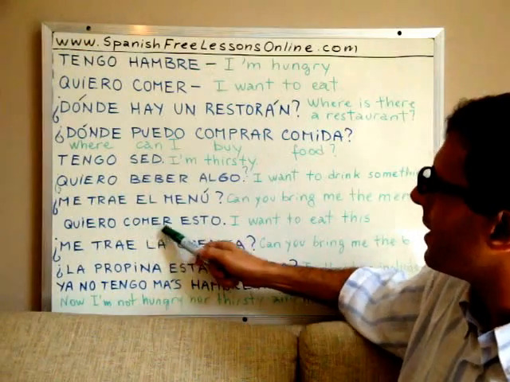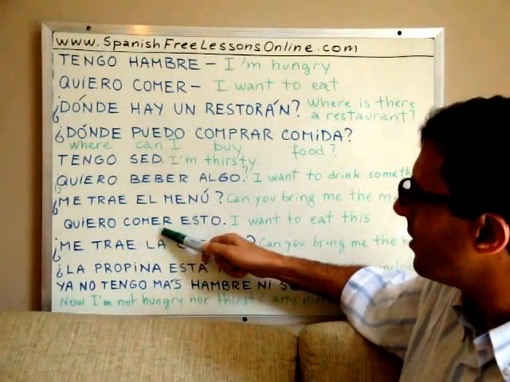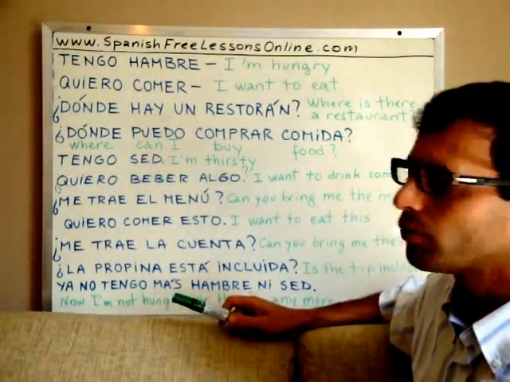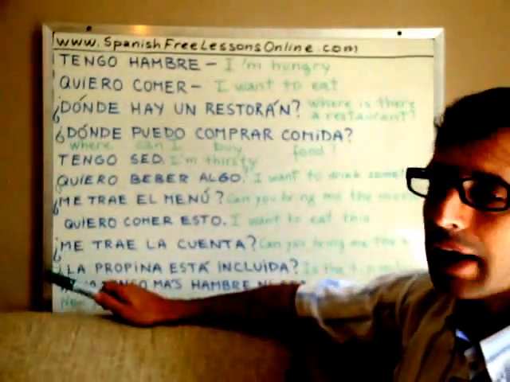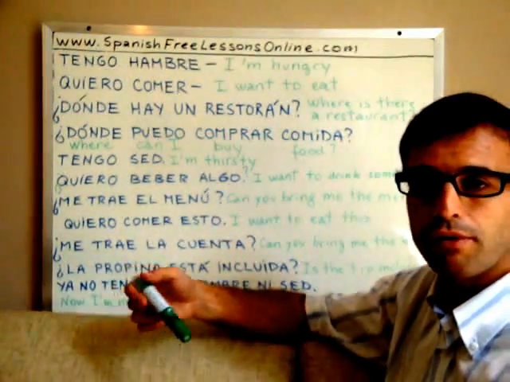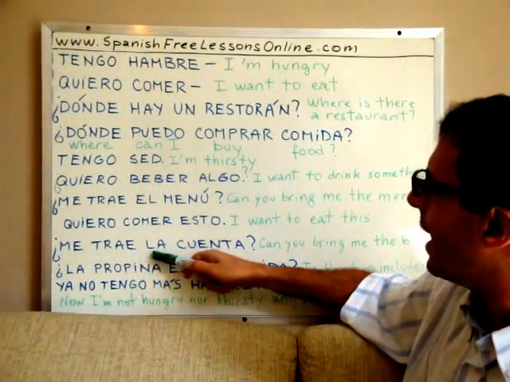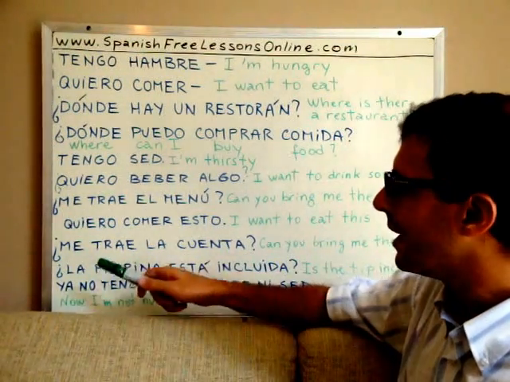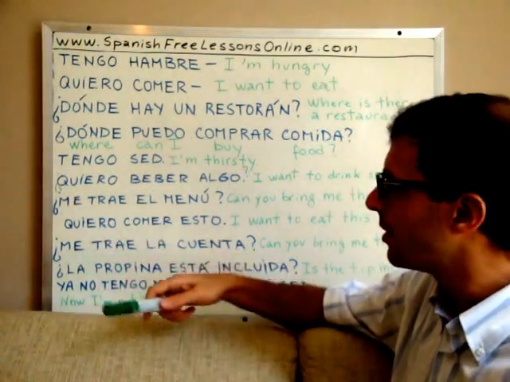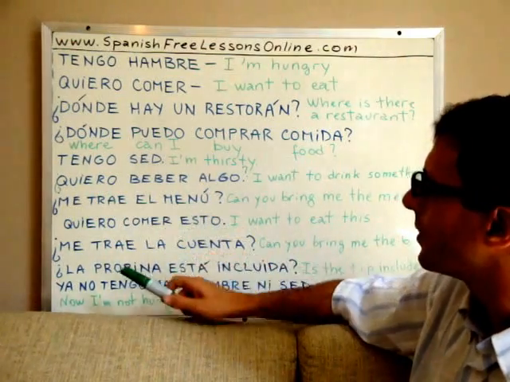Quiero comer esto. I want to eat this. Now, can you bring me the bill if we want to pay at the end of when we finish eating? Me trae la cuenta. Trae comes from the verb traer. Traer means to bring. Like here. Traer el menú means to bring the menu.